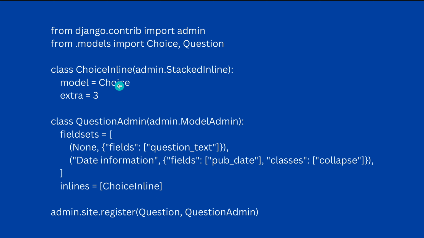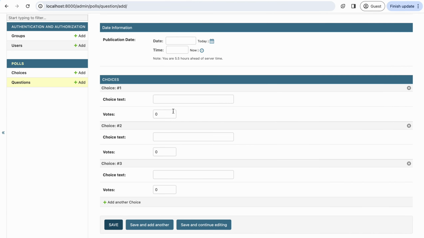You have to provide what models you are trying to use. I'm using the choice model, so the fields of the choice model will come there. Then what is that extra 3? That's the default 3 coming here: 1, 2, and 3.